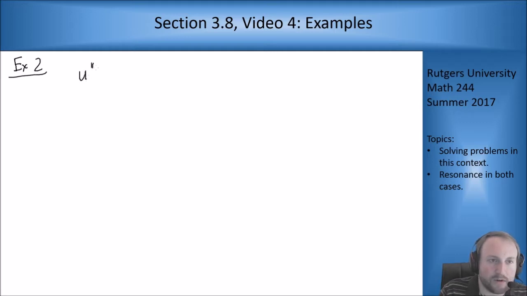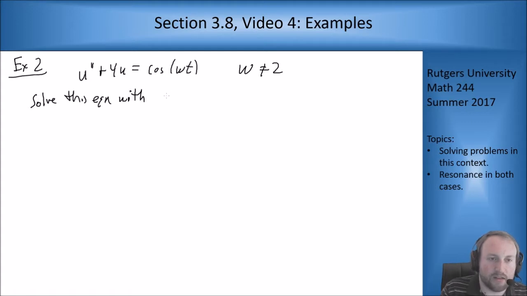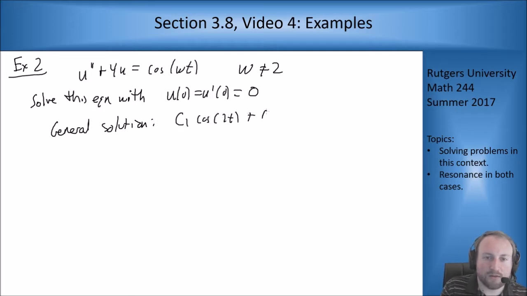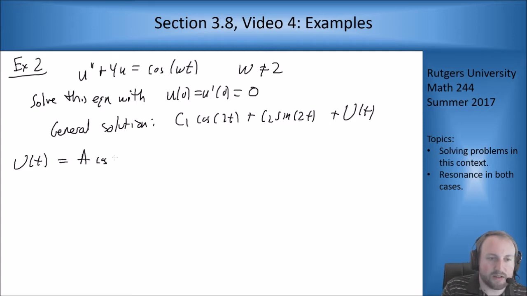So I have u double prime plus 4u equals cosine of omega t, and assume omega is not 2. Solve this equation with u of 0 equals u prime of 0 equals 0. So I know the general solution is going to be c1 cosine of 2t plus c2 sine of 2t plus some u of t. And by undetermined coefficients, u of t is going to be a cosine of omega t plus b sine of omega t.